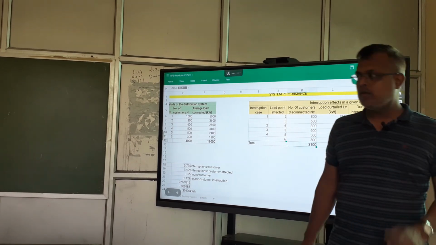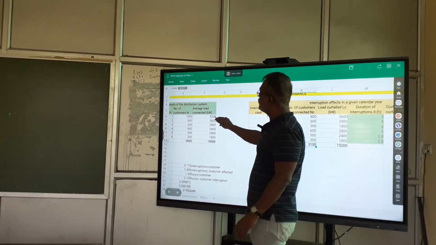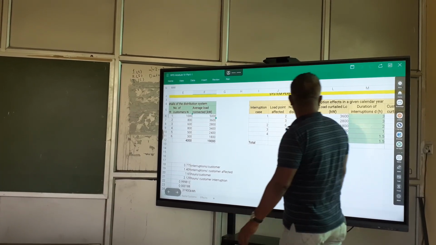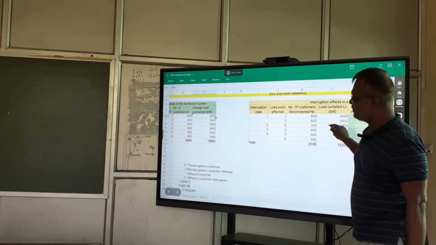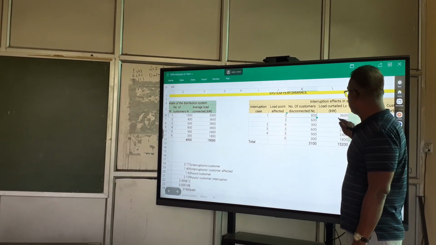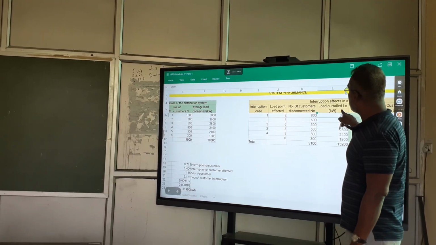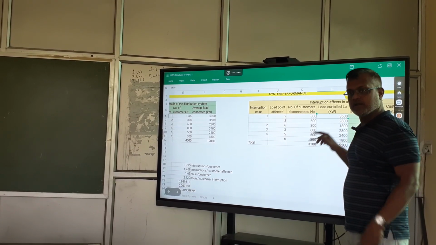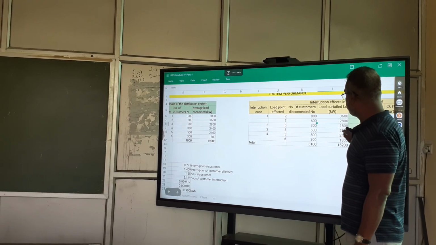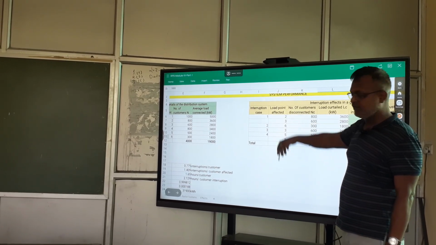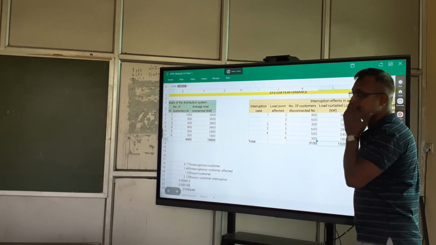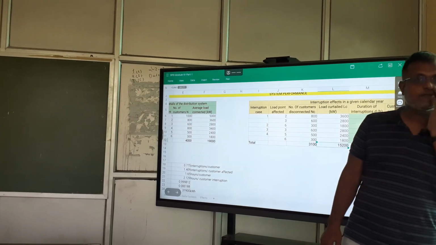Got it? Now this information is the average load, not the individual load. This information is also given: at load point 4.2, the number of customers affected is 800, whereas the load curtailed is 3600 kilowatt. See that the load is curtailed because of these outages or events. Total load curtailed will be 50,200 kilowatt.